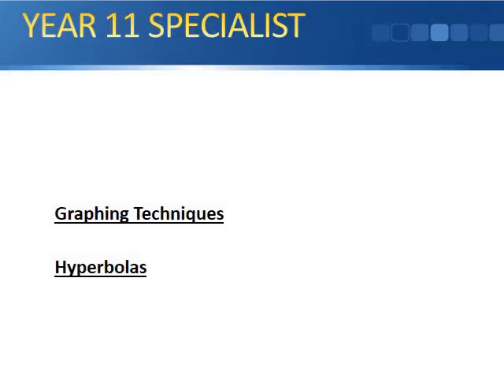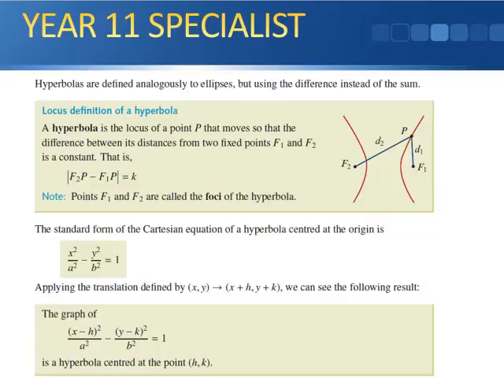Hyperbolas. Right, hyperbolas, we know exactly how a hyperbola looks like, but a hyperbola is a locus of a point moved so that the difference, that's why we have the minus, between the distances from the two fixed points is a constant, k being my constant.